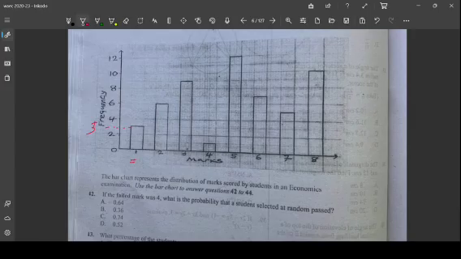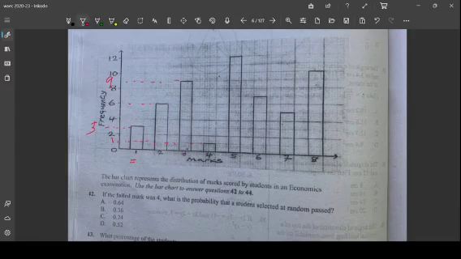All right. So how many students scored 2 marks? If you trace it, 6. How many students scored 3 marks? If you trace it, 9. How many students scored 4 marks? If you trace it, just 1 student. So you see that.